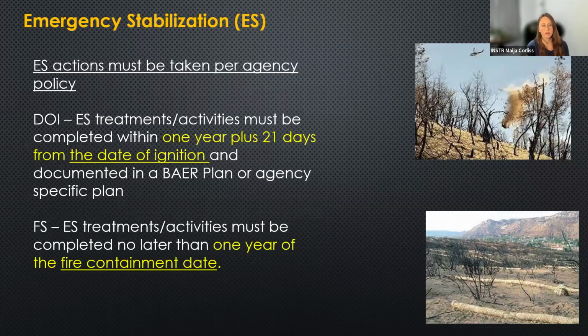And this is to emphasize that there are different timeframes for each agency. For example, for DOI, ES treatments have to be completed within 1 year and 21 days from the date of ignition, and Forest Service treatments have to be completed no later than 1 year after the fire containment date. I have these dates underlined in this slide because it's important for you as agency administrators to know that based on your agency, you might have a different date in your policy that you have to go off of, and these dates are going to need to be very clear in your written plans, and these dates are going to impact your funding. So I said date a lot in that slide, but please make sure you know which one you need for your agency when you write your plan, and try to remember that that will impact your funding.